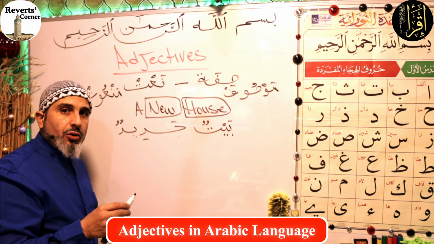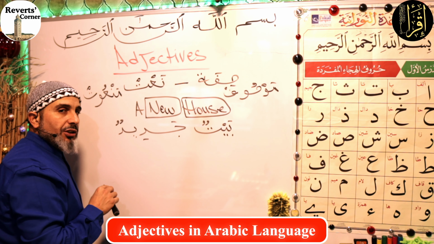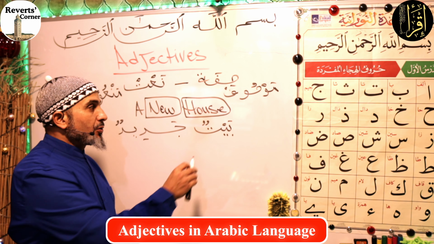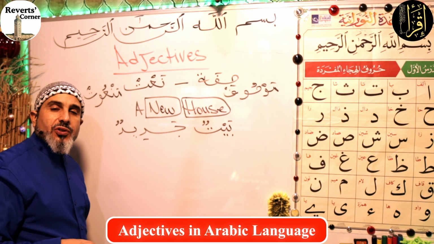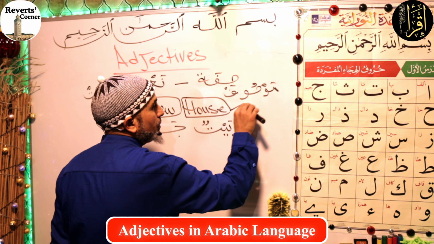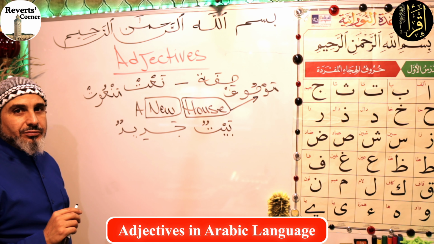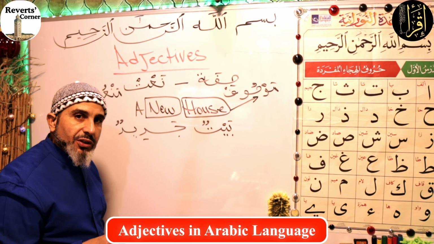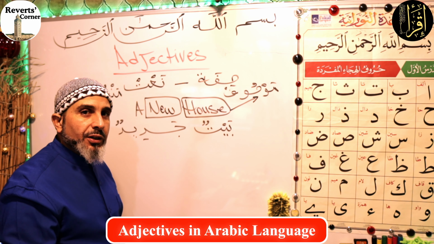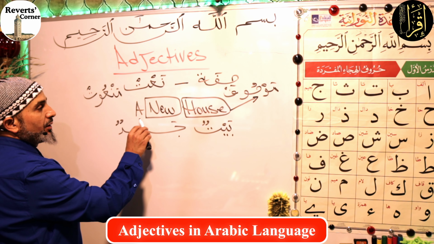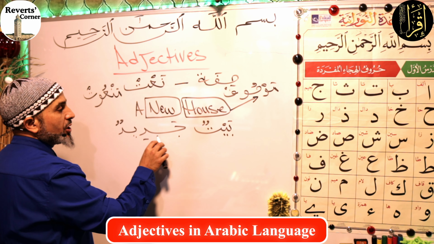New is called as-sifa, the adjective in Arabic. Baytun jadidun. The house is the noun that is being described. Therefore, the house is the mawsoof. You follow me? Now, do you notice something very strange in this phrase? Let me read it in English and I'll read it in Arabic and you'll get the hint. A new house. Baytun jadidun.